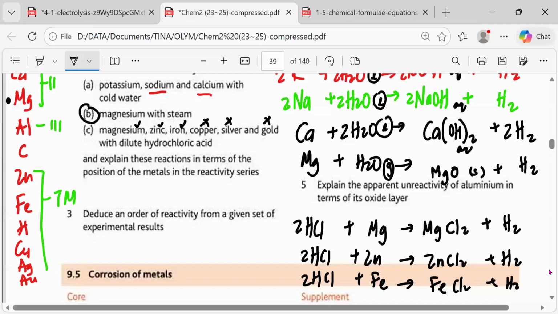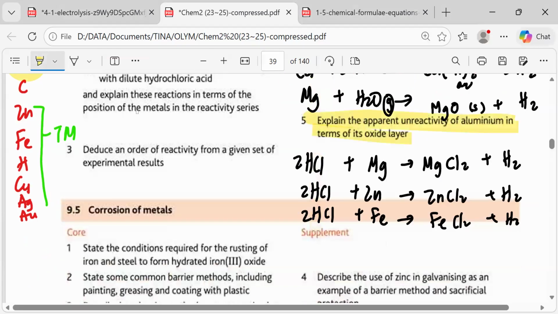Right, ready? Now, this last part. Explain the apparent unreactivity of aluminium. Aluminium is supposed to be here. Aluminium is unreactive. It doesn't react with acid so fast. Why? Aluminium is special. No, not because of that. See, this is aluminium.